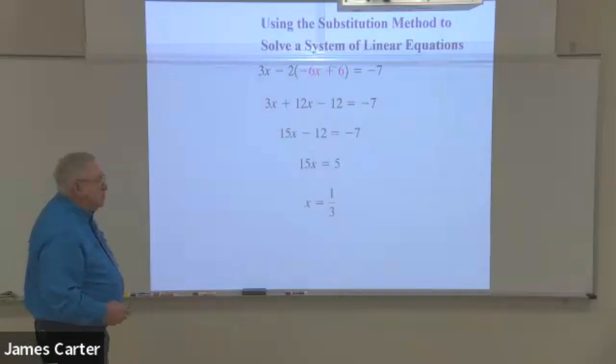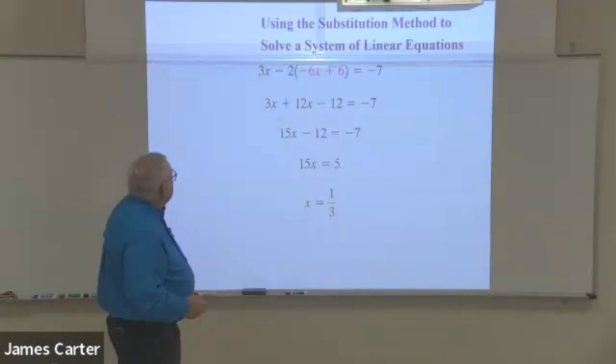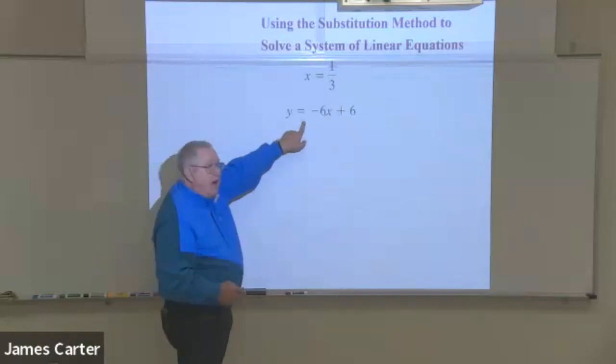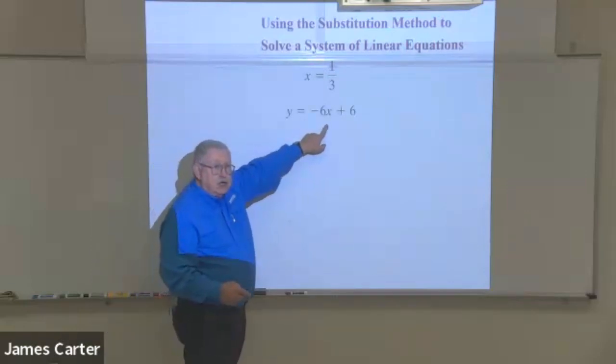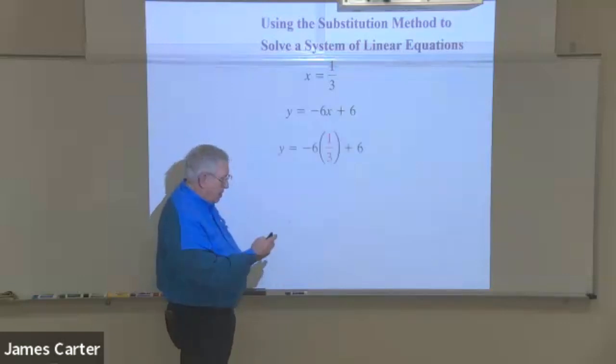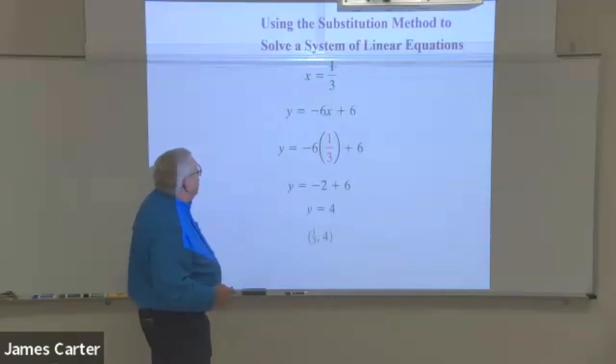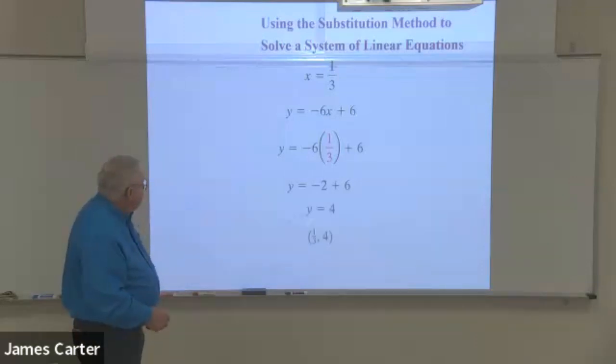So I get x equals 1/3 for my first value. Then what I'm going to do is take that 1/3 and put it into my isolation equation again. There. And it simplifies to 4. So here is my point of intersection in this particular problem.